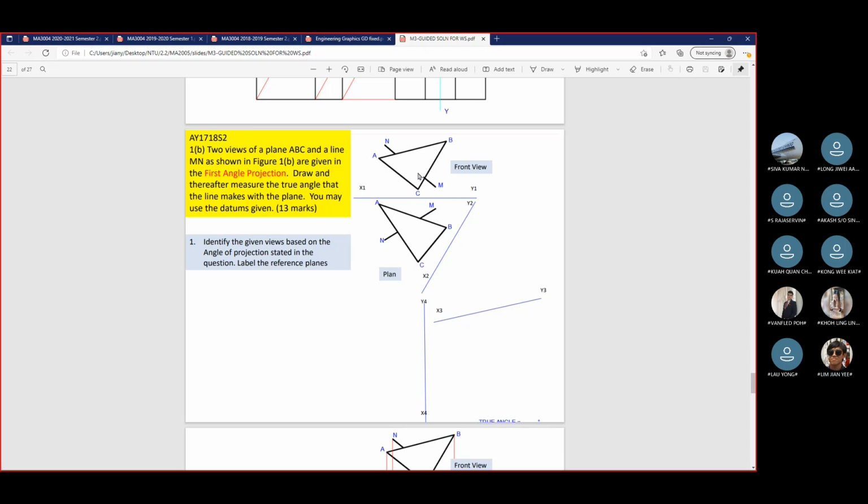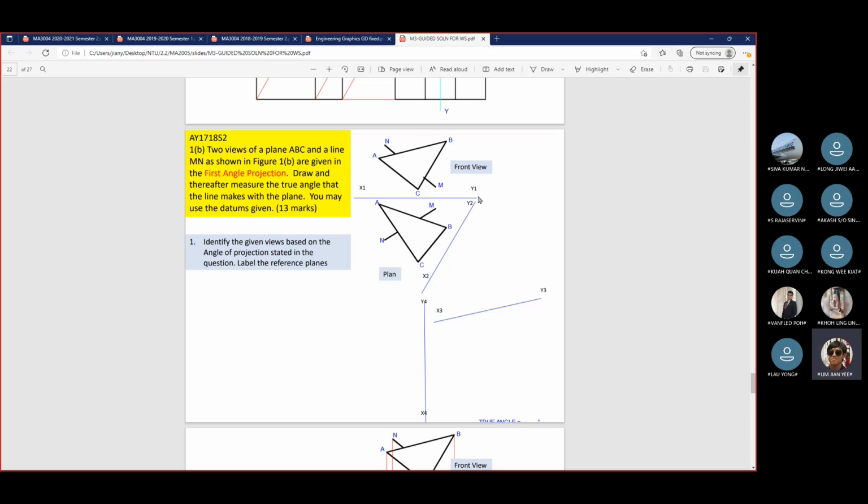Okay, step 1. Look at the question. In the question, it looks like this. The moment you look at this, there are no lines parallel to the datum.